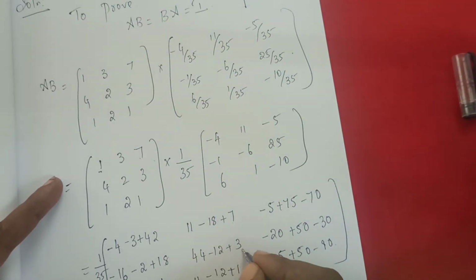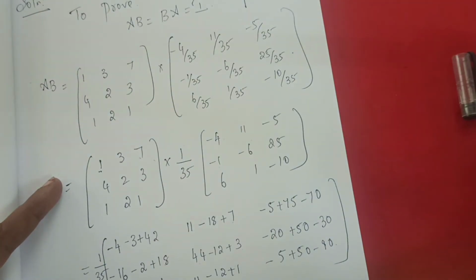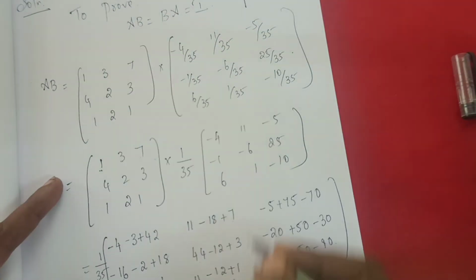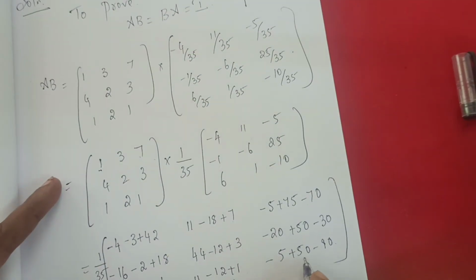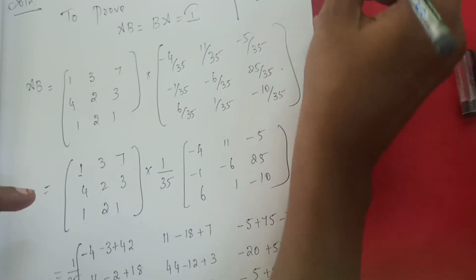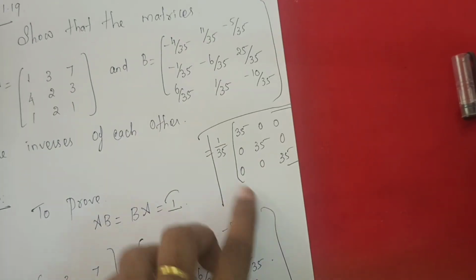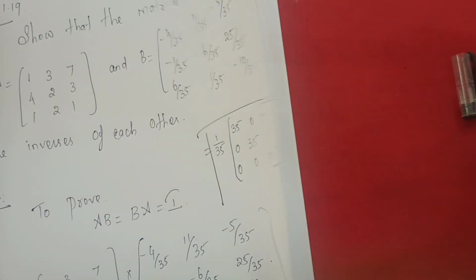44 minus 12 is 35. Last also 0. Then this one 0. This one 0. This one 50, 50 minus 15, that is 35. Now what you got? 1 by 35 into this matrix. So now divide each and every term by 35.